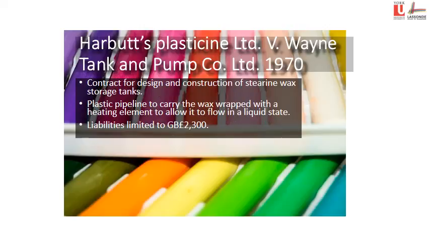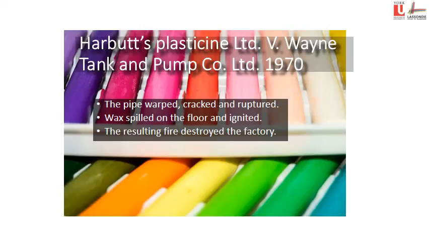The contract covered the design and construction of the storage tanks. The pipeline to carry the wax also had a heating element, and that was covered in the contract as well. The contract stated a strict liability limited to £2,300. When the system was first used, the pipe that provided the wax warped, cracked and broke, the wax spilt on the floor and set fire to the factory, resulting in complete destruction of the factory.